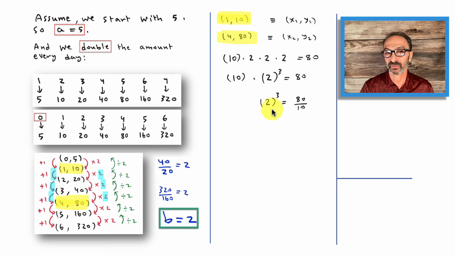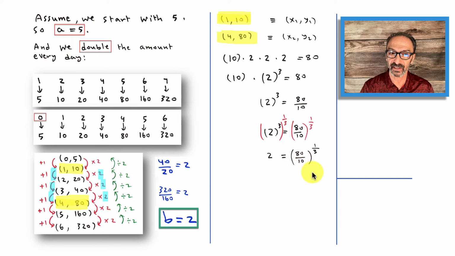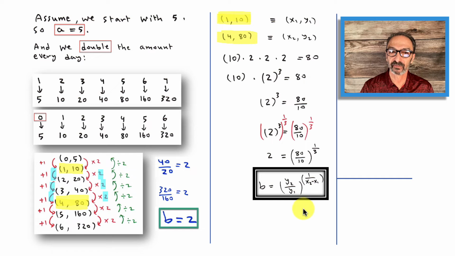Alright, so 2 to the third is 80 over 10, simplifying. And to solve for b, which we know already is 2, I'm going to apply the power 1/3 to both sides, or the exponent, to cancel the 3. And that will say the cubic root of 80 over 10, which is 8. Cubic root of 8 is 2. As you could see, indeed, it's true.